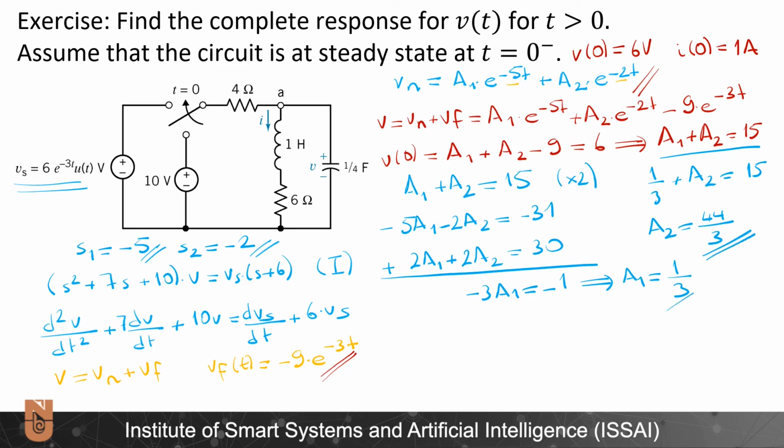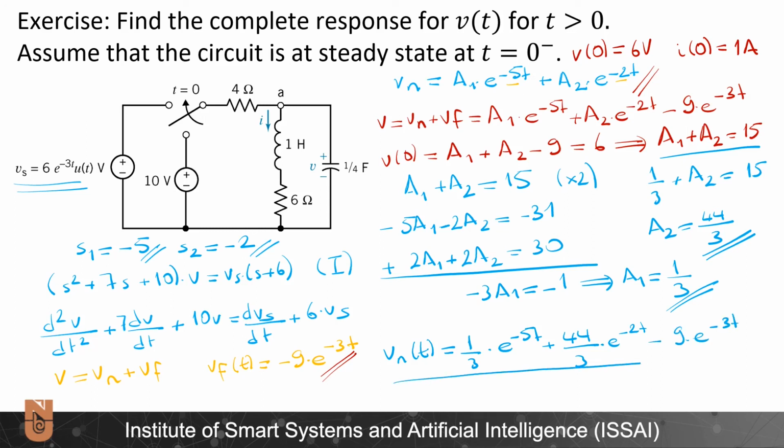So now I have a1 and a2, and I can write the complete response of this circuit as 1 over 3 times e to the minus 5t plus 44 over 3 times e to the minus 2t minus 9 times e to the minus 3t, and this final expression concludes the solution of this problem.